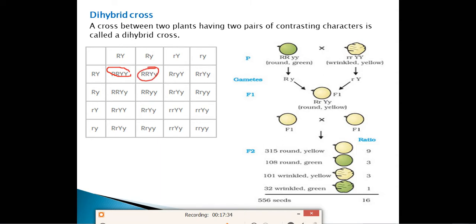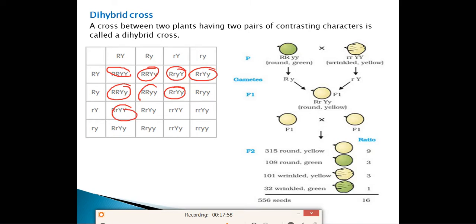Over here also the seeds are round and yellow in color. This one is not round and yellow. This is round and yellow in color.